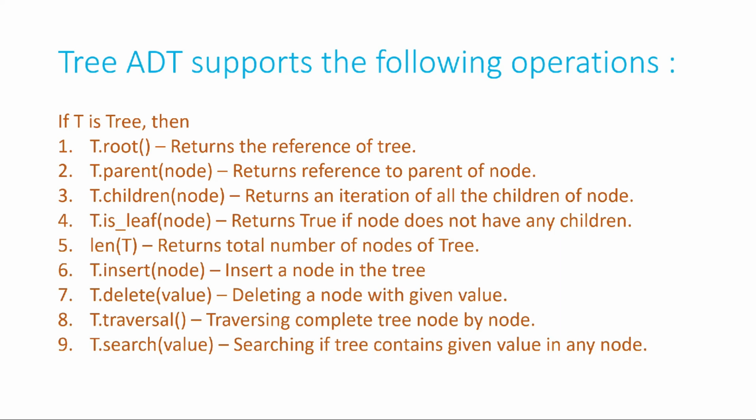In the fourth method, if I pass the node, it should return true if it does not have any children, meaning it's a leaf node. And then the fifth method, which is length of T, gives the total number of nodes present in the tree. And then how we insert a node is the sixth method. How we delete a node containing a particular value. How we traverse the complete tree node by node. And if we have a value, how we'll search that value in this tree. So these are all the operations that we need to implement.